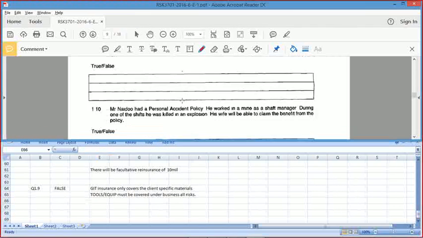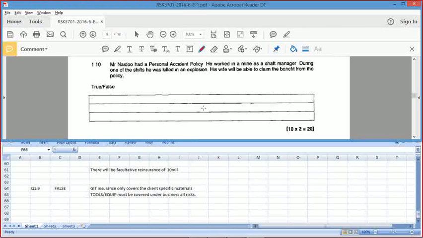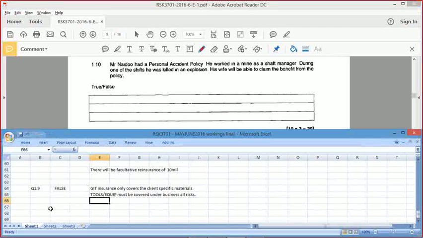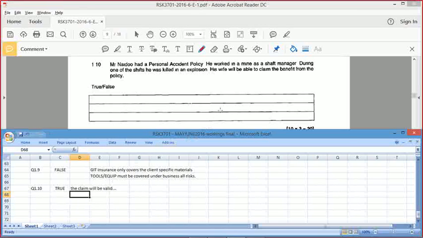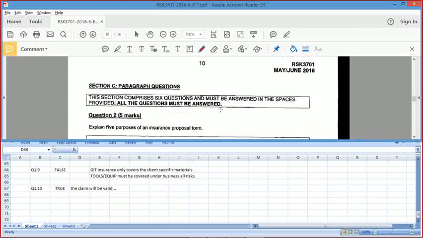Happy? Yes. Okay. Mr. Naidu had a personal accident policy. He worked in a mine as a shaft manager. During one of the shifts, he was killed in an explosion. His wife will be able to claim the benefit from the policy. Yes, she would. So that's true. Right, the claim will be valid. Happy with that? Yes. Great. Right, that's the end of that one.